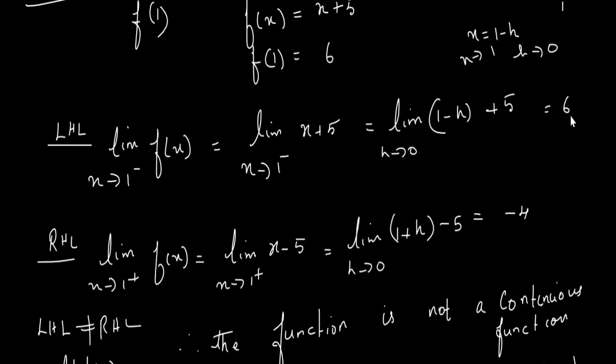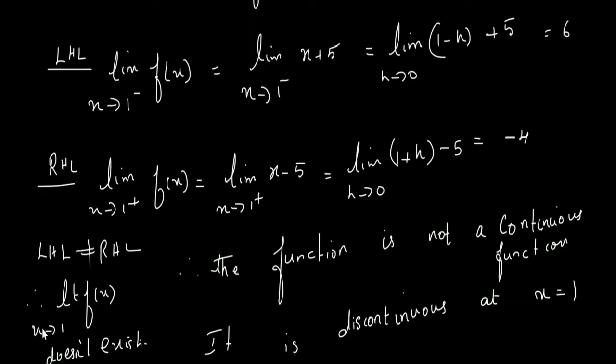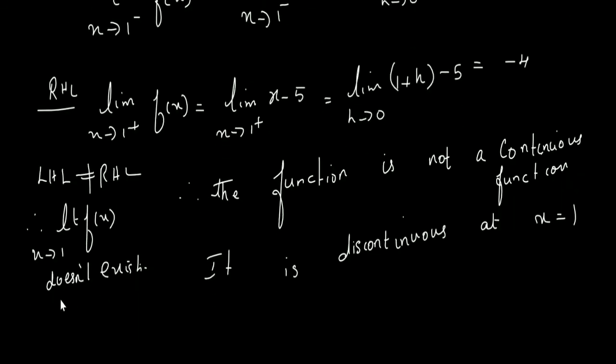So at x is equal to 1, the left hand limit is not equal to the right hand limit. That means the limit of f of x as x tends to 1 doesn't exist. The limit doesn't exist means the function is not a continuous function. It is discontinuous at x is equal to 1.